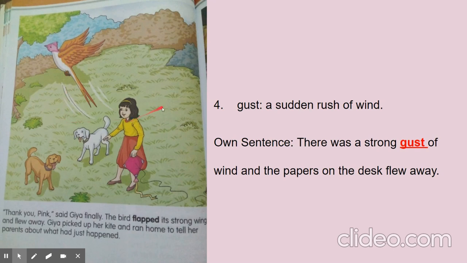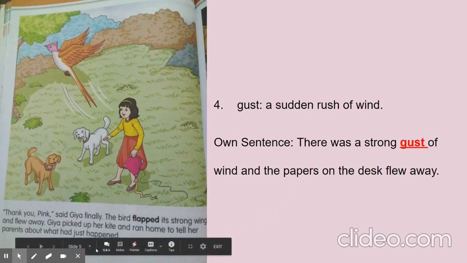So I ask you to underline the word gust, children. Write the keyword as fourth keyword as gust, a sudden rush of wind. There was a strong gust of wind and the papers on the desk flew away. So you can write the meaning and your own sentence for the word. Turn to the next page.